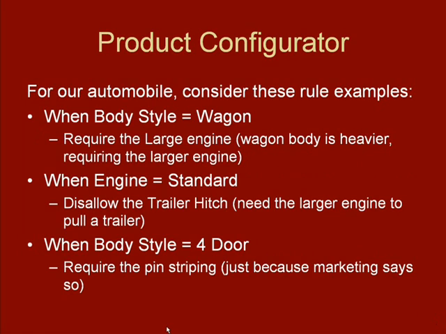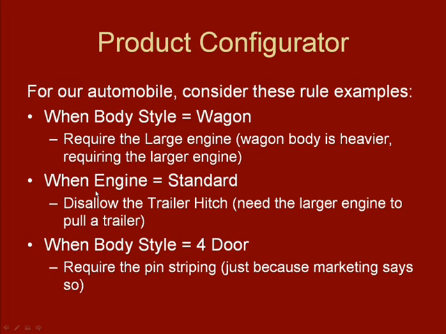For our automobile example, let's consider several rule examples. Let's say that we want to create a rule that says when the body style is equal to the wagon body style, we're going to require the large engine. The reason for that would be a technical one. The wagon body is heavier, and we want to require the larger engine to move it around.